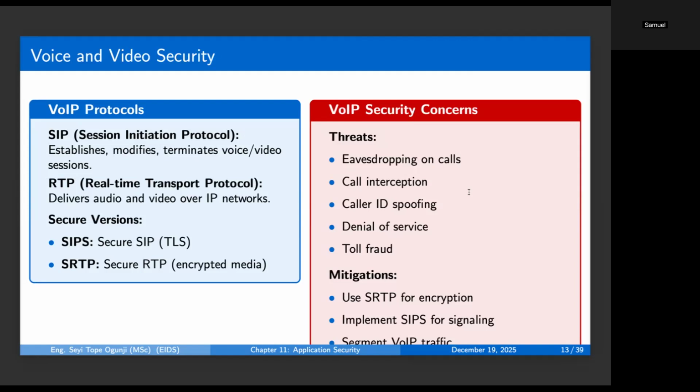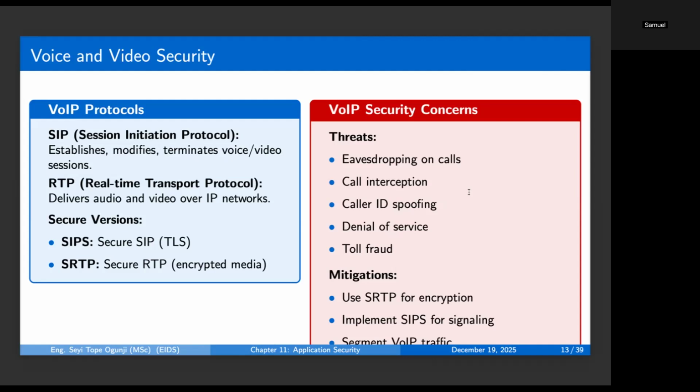Then there is the RTP. RTP means real-time transport protocol. What this does is carry the voice and video data over the internet or over IP networks. It delivers audio and video over internet protocol networks.